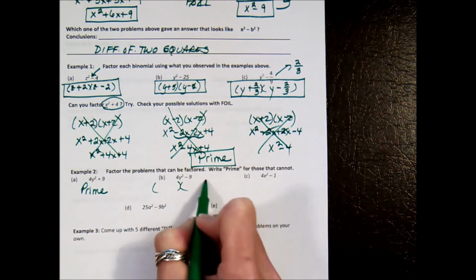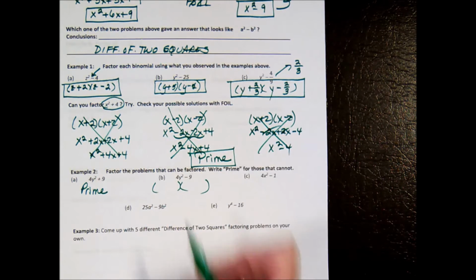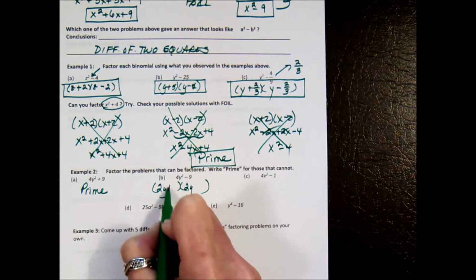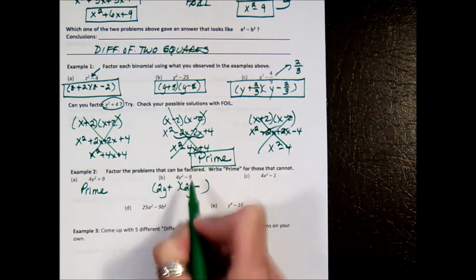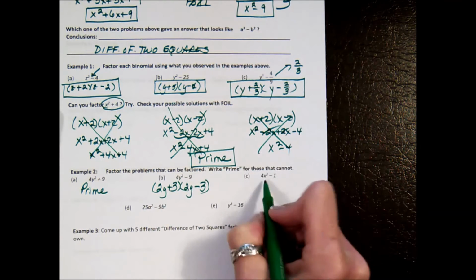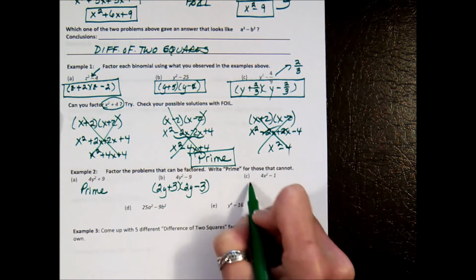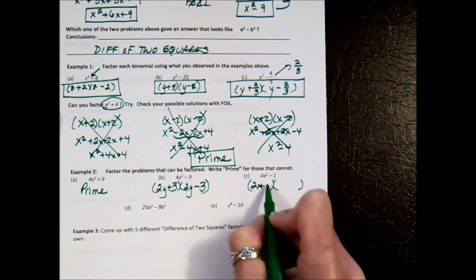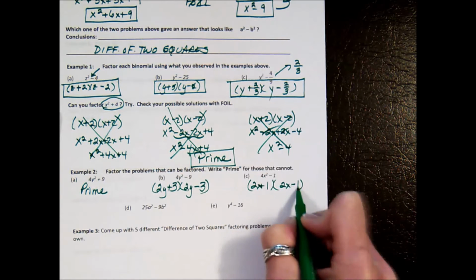So I know that what got squared to make 4y squared? 2y times 2y. One's a plus, one's a minus. What got squared to make 9? A 3. That one is factorable. This one, it's a minus, perfect squares. It is factorable. It's 2x plus 1, 2x minus 1.